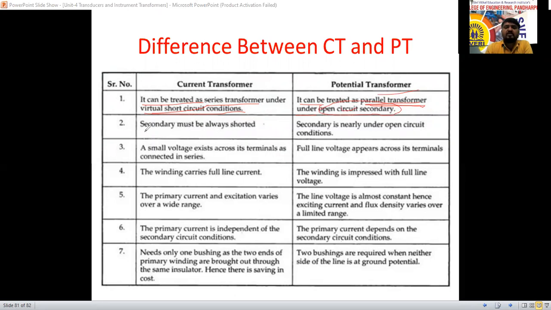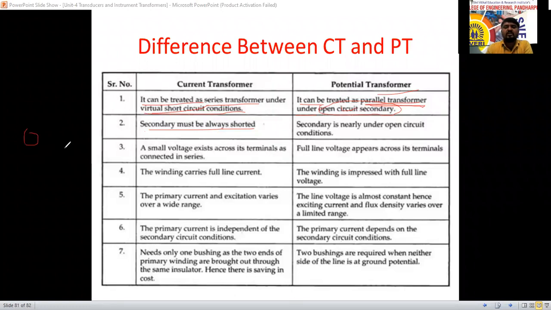The secondary must always be shorted over there. Current transformer means that we are going to measure the current: the high level of current is brought into a low level of current. But potential transformer means the higher voltage value is brought into a lower voltage. So whatever the secondary winding is, where we connect the meter, that side we always use under short circuit condition.